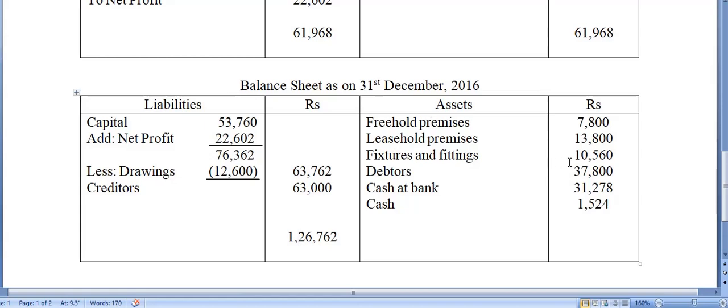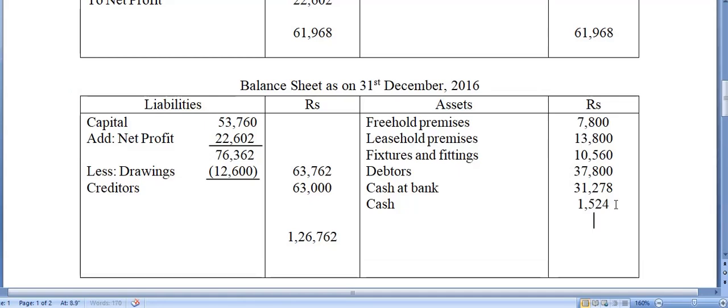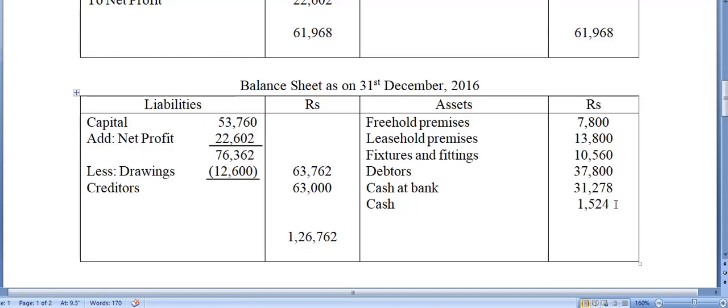And the total of the asset side should also be the same. So let us find the total amount. Let us write 7,800 plus 13,800 plus 10,560, 37,800, 31,278 plus 1,524.